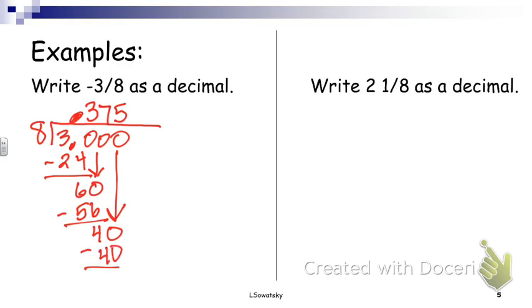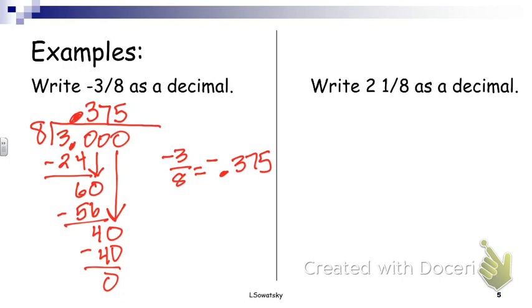And we're very happy when that happens because we don't want to add more zeros to see if this does end. So that means negative 3/8 written as a decimal is negative 0.375, 375 thousandths.